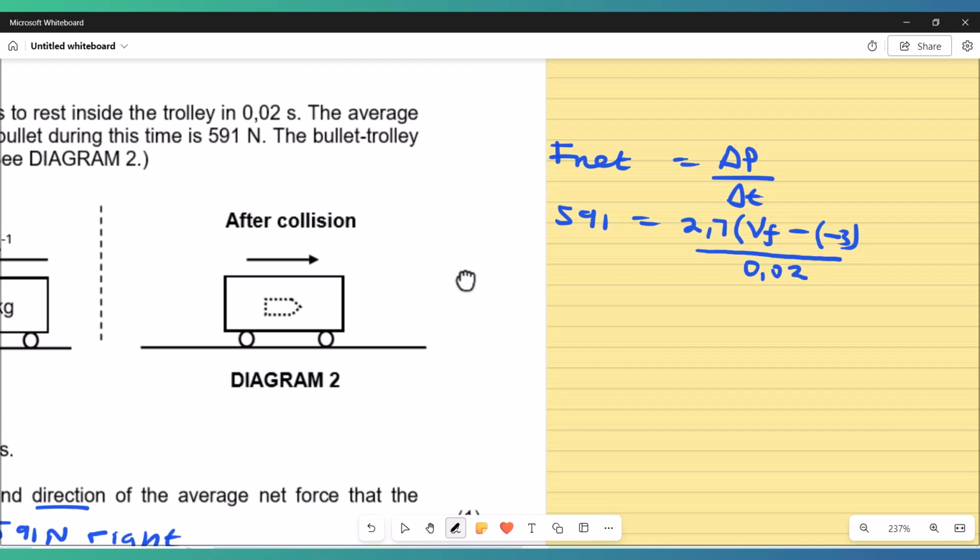State Coulomb's law in words. How do we state it? The electrostatic force between two point charges is directly proportional to the product of the magnitude of their charges and inversely proportional to the square of the distance between their centers.